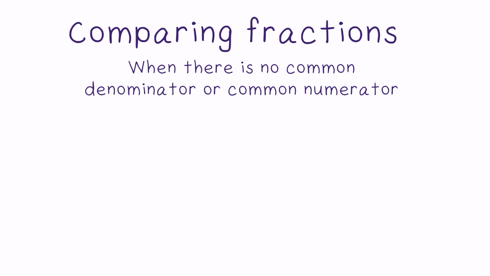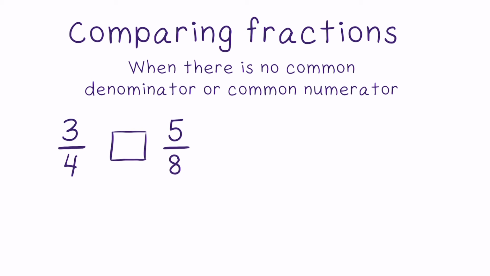The last situation that you might find yourself in is comparing 2 numbers where there is no common denominator or common numerator. That might look like this. In this case, we're comparing 3/4 to 5/8. You might notice that the denominators are different from each other, 4 and 8. And the numerators are different from each other, 3 and 5. In this case, we can compare these 2 numbers visually, or we can calculate equivalent fractions that share the same denominator.